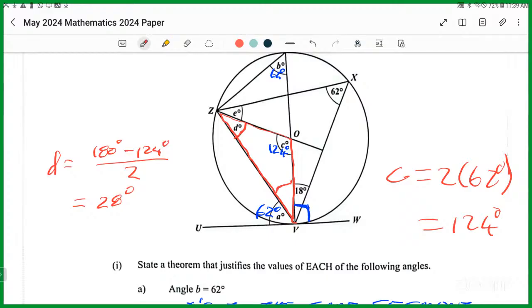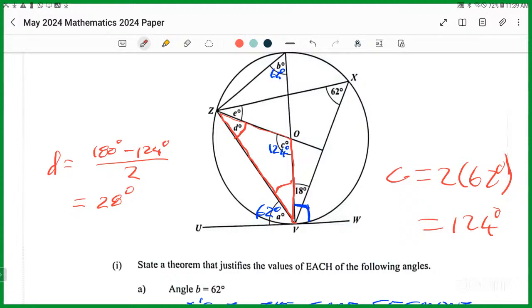So that will give you the same 28 degrees, because the total of the angles in the isosceles triangle is 180 degrees.